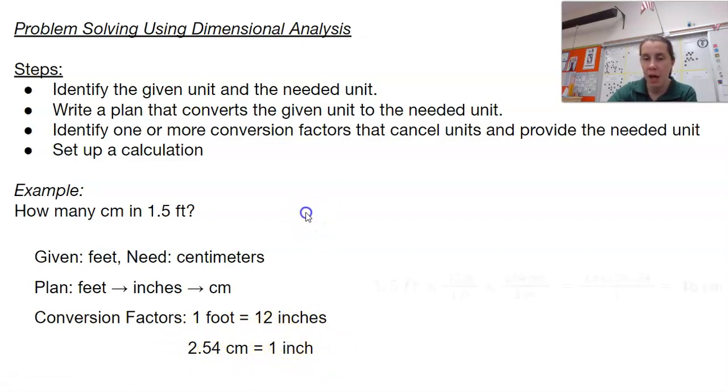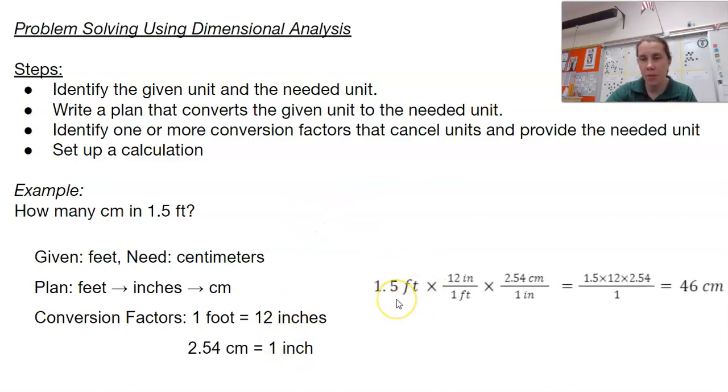So to set this up, 1.5 goes in the front, just like before. 12 inches and 1 foot, right? We want those feet to cancel. In our first step, we're going from feet to inches, so since inches is what we're trying to find, it will go on the top. In our second step, we're going from inches to centimeters, so in our second conversion, inches will go on the bottom because we're trying to get rid of that and we want to get to centimeters. And so 1.5 times 12 times 2.54 is the top. The bottom is just 1 times 1, which is 1, and so we get 46 centimeters after our conversion.